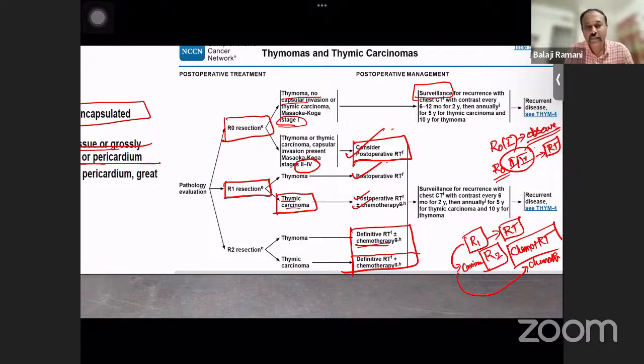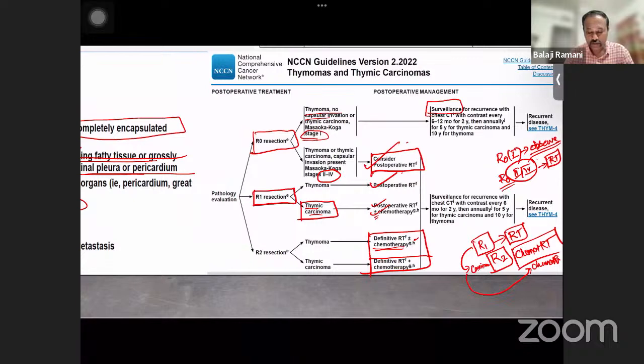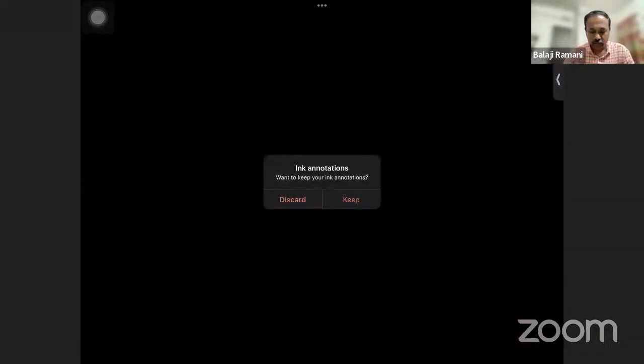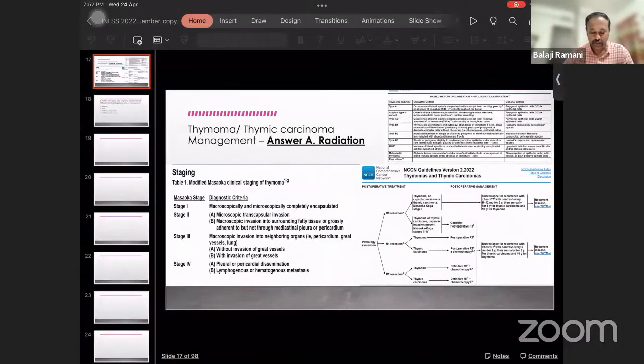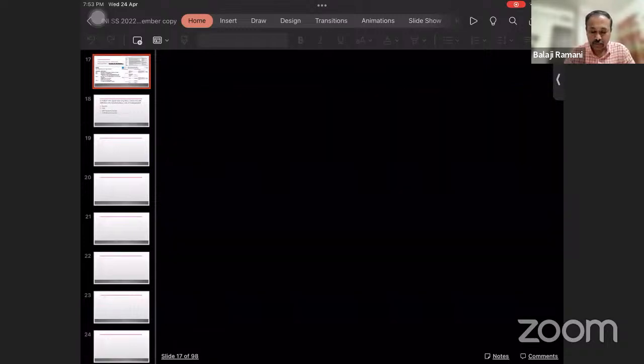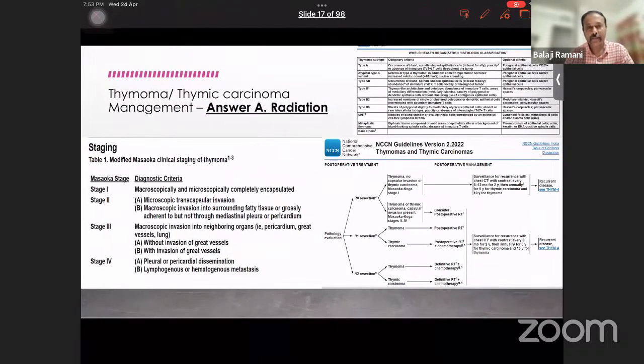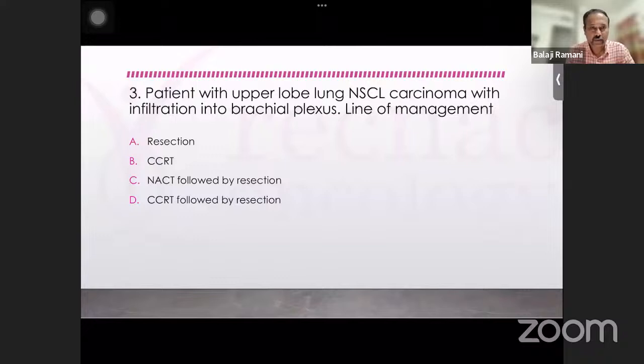On the other hand, when it is a thymic carcinoma, you will also consider giving chemotherapy. So it becomes a plus or minus as far as the chemotherapy is concerned. Whereas in case of R2 resection, in both cases, you will definitely go for RT plus chemotherapy in case of thymic carcinoma. Here it is plus or minus as far as the thymoma is concerned. So that is how you will manage a patient with a thymoma, depending on the extent of resection that you have.